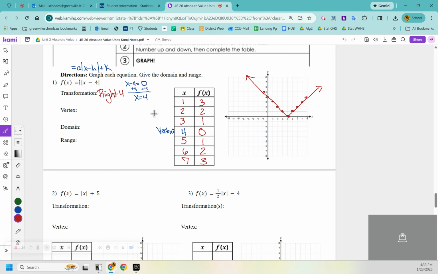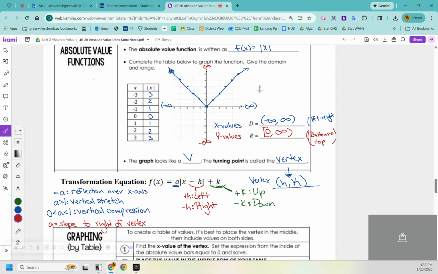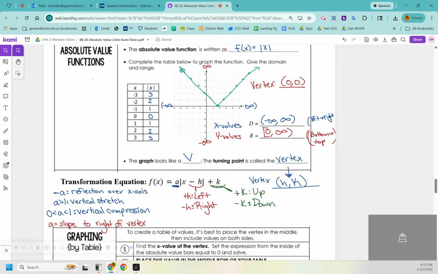So our vertex, I got 4. When I plugged 4 in, I get 0. So our vertex is (4, 0). Our transformation is right 4, which makes sense because if the vertex of the original is (0, 0) and our graph moved right 4, 1, 2, 3, 4, now it's at (4, 0).